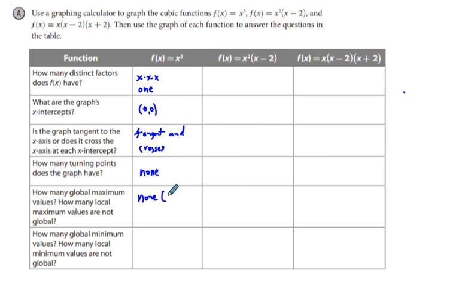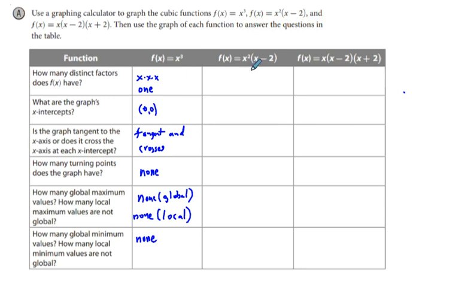There'll be no global. And none local. And I haven't even talked about what those are yet. So, how many global minimum maximum values? How many local? None anywhere. Just flat out none.